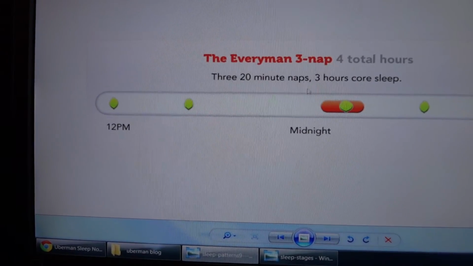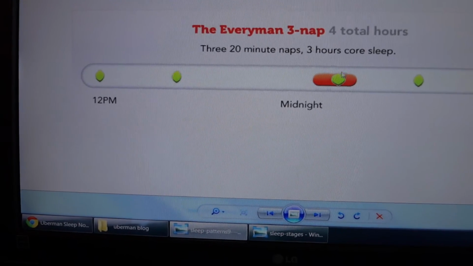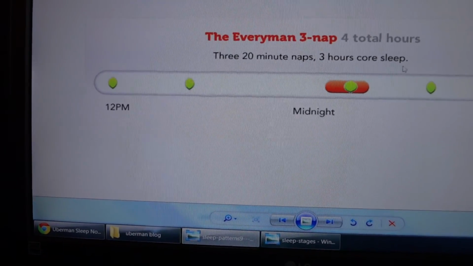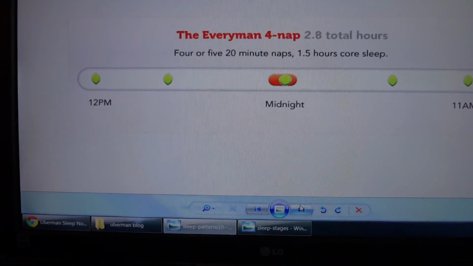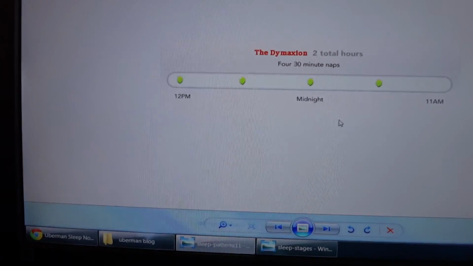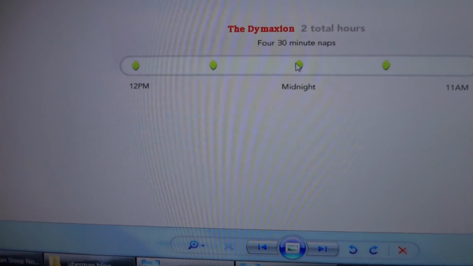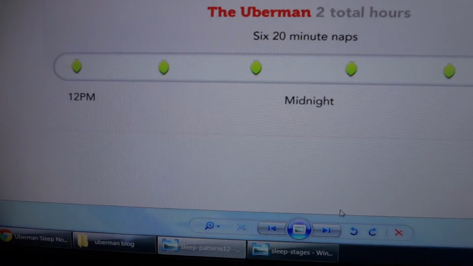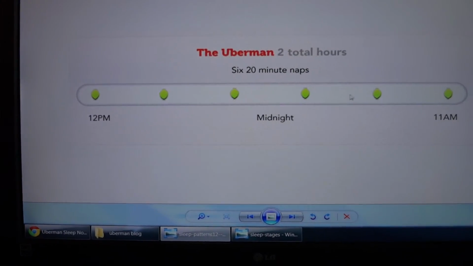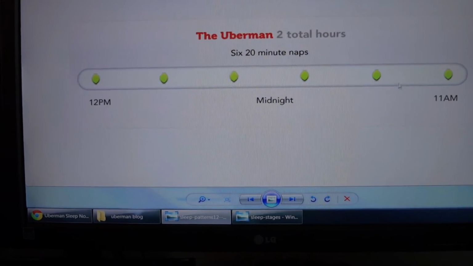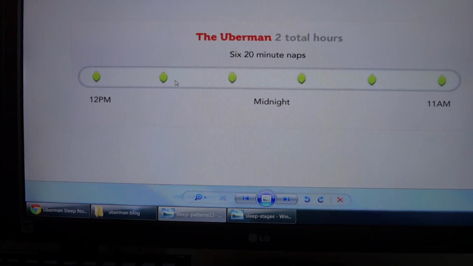Next one is the uberman 3 or everyman 3. So that's where you cut that core block down even more, and you compensate by adding a 3rd nap throughout the day. And then the dymaxion is 4 naps throughout the day, 30 minutes long. And then here we go, the uberman. That is no core sleep. You just nap 6 times throughout the day, so every 4 hours for 20 minutes.